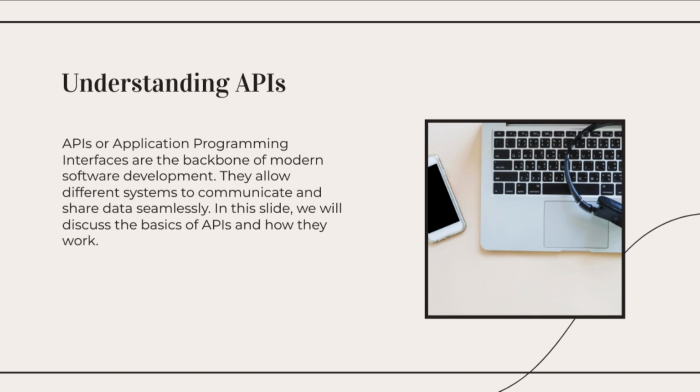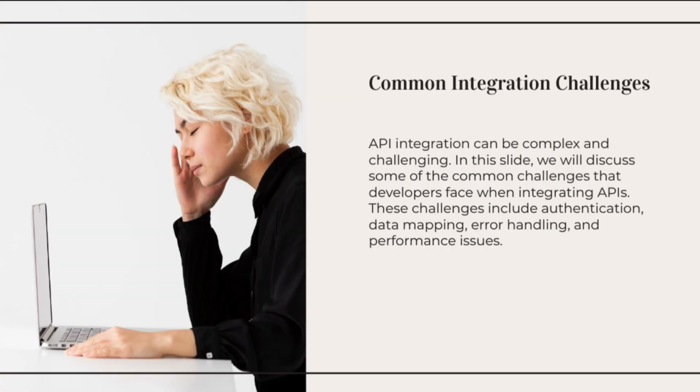3. Set up authentication. If the API requires authentication, follow the documentation to set up the necessary credentials or access tokens. Understand the authentication mechanism, whether it's API keys, OAuth, or other methods, and implement the authentication process in your code. 4. Make API requests.